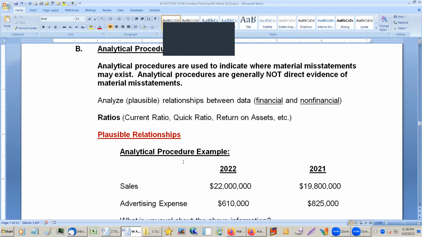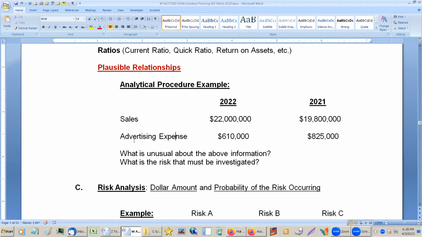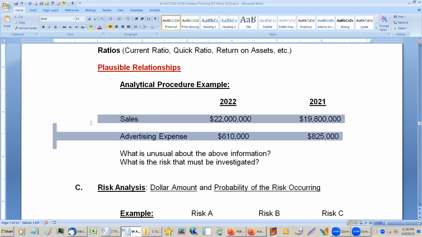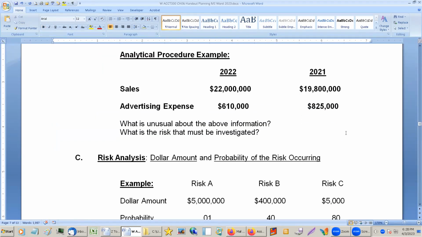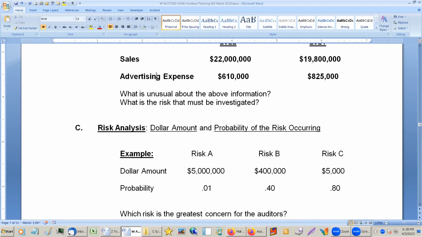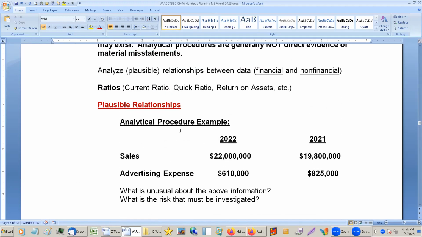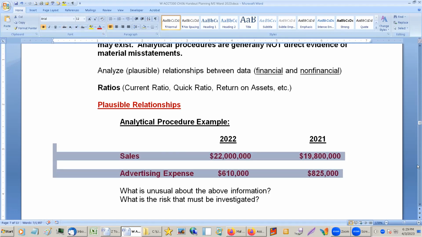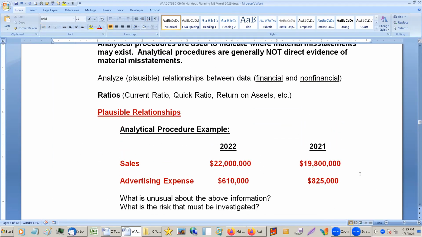So here's our example. We have our sales. Sales look like they went up by, I don't know, a couple million. And we have our advertising expense. What is unusual about the information? Just looking at just these two accounts, what's unusual about those?